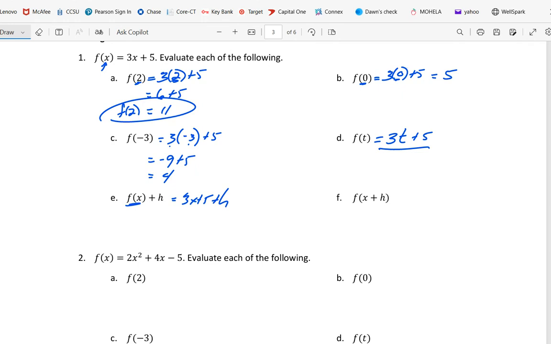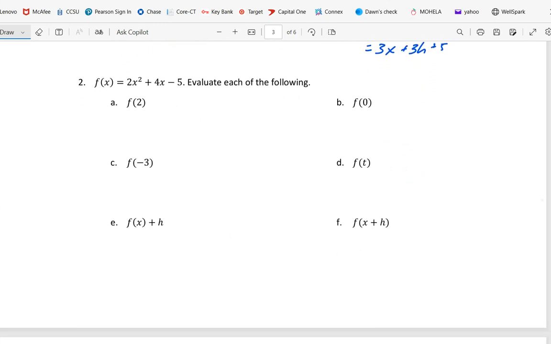In part F, though, notice it's not f of x, plus h like it was in part E. We have f of x plus h. So where we had 3x plus 5, in place of the x, we have x plus h. 3 times x is 3x. 3 times h is 3h, plus 5. Okay.